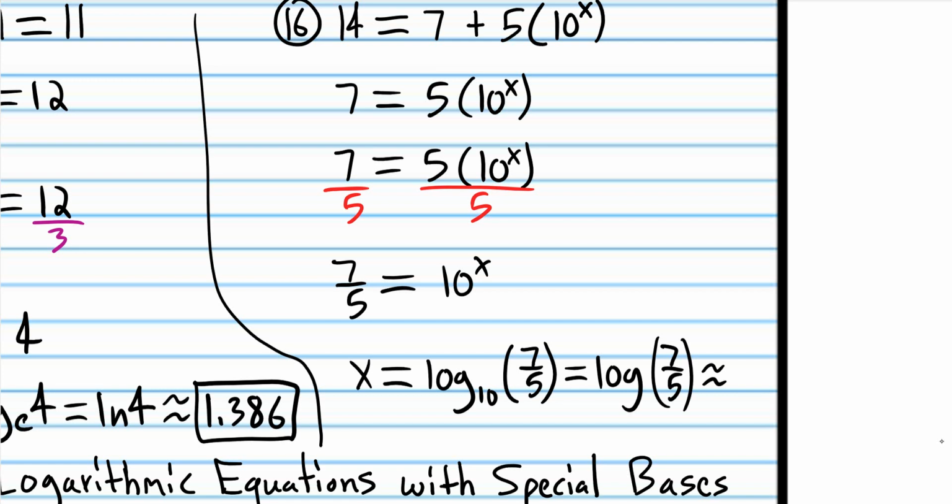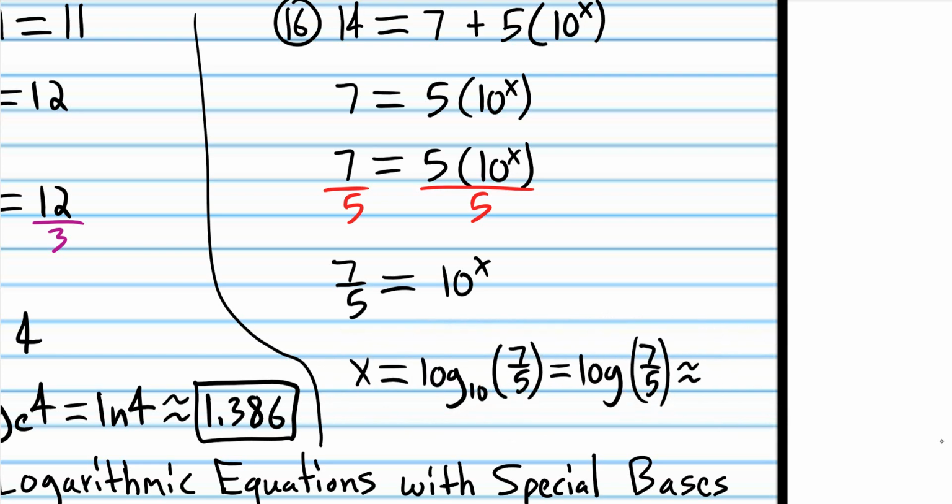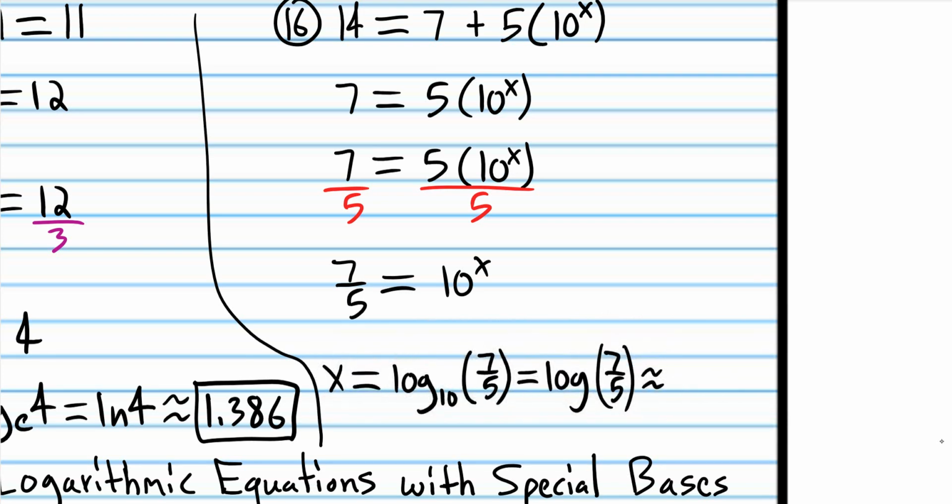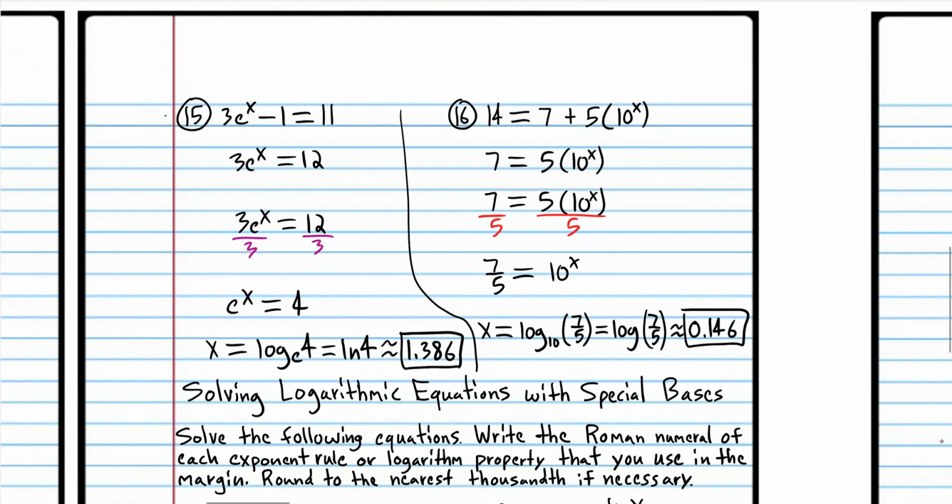So I'm going to enter 7 divided by 5 in my iPhone, and I get 1.4. Then I'm going to press log base 10, and then we have the answer. So it is approximately 0.146. And there you go. So if you got those answers, excellent.